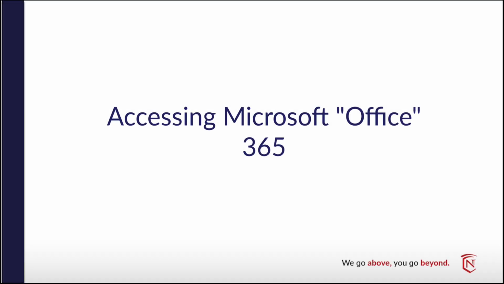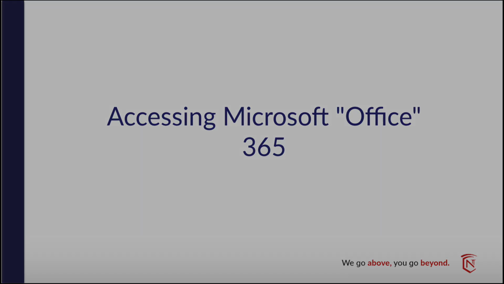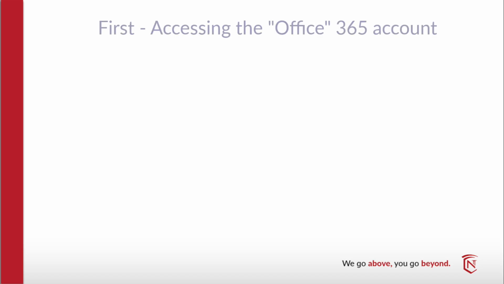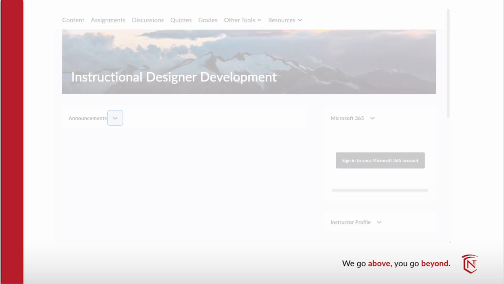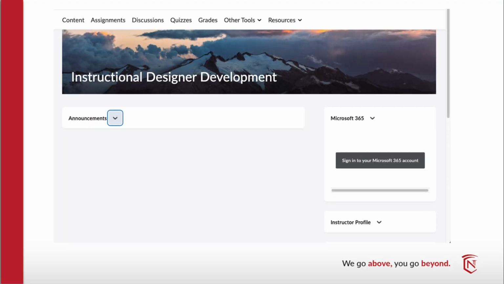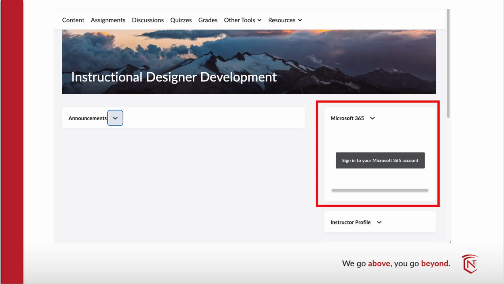Accessing Microsoft Office 365. First, we're going to access our Microsoft Office 365 account. As a side note, we might be just saying Office 365 for the rest of this video, but we are referring to Microsoft Office for this video. To do this, go to your home page of your course, assuming you're logged into D2L, and find the Office 365 widget. It should be on the right side, just below the course banner.